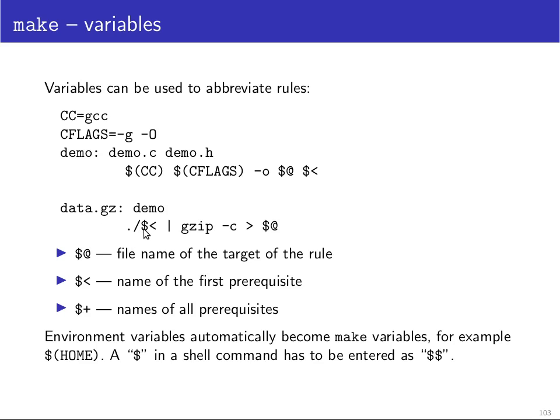Because the $ is a meta character in a makefile, don't forget that if you actually want to pass on a $ to the shell, you have to enter it as $$. So this is the main obstacle whenever you try out one of these command lines that you find in a makefile by copying and pasting it into the shell. Don't forget that any double $ you then have to replace with a single $.